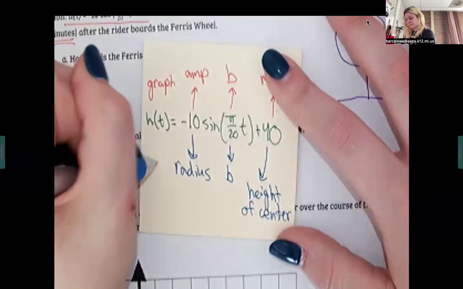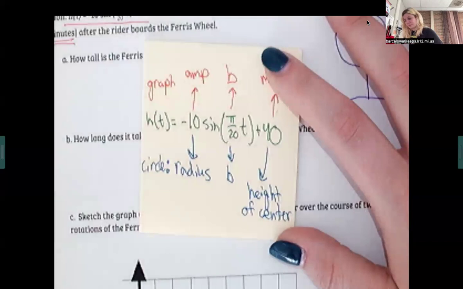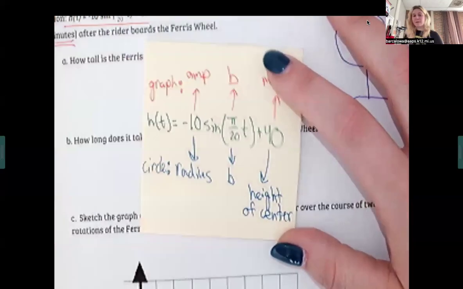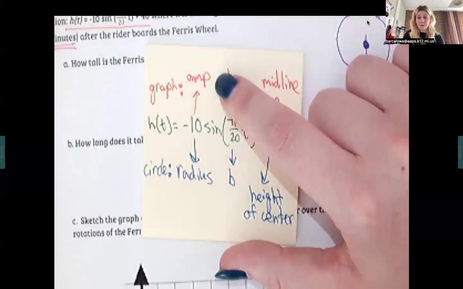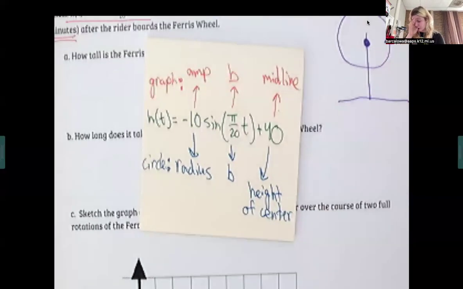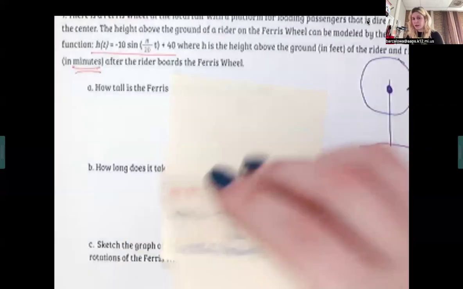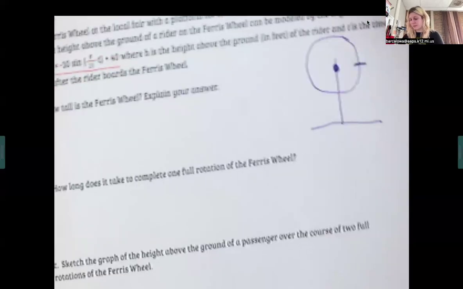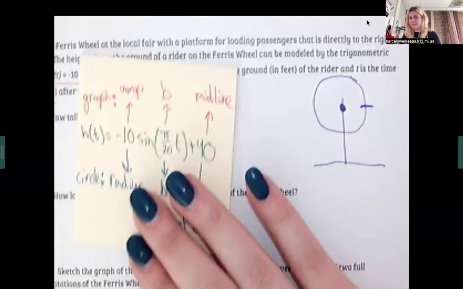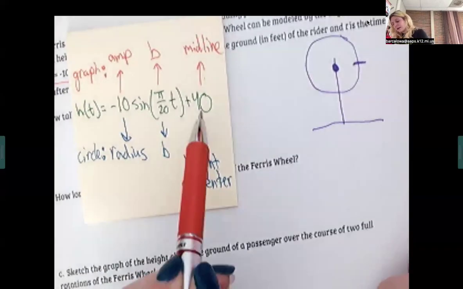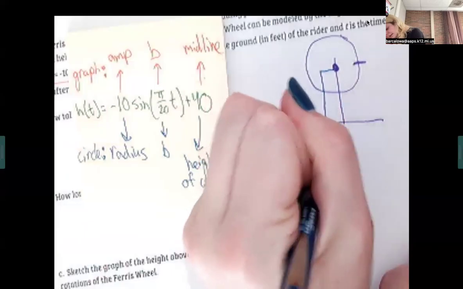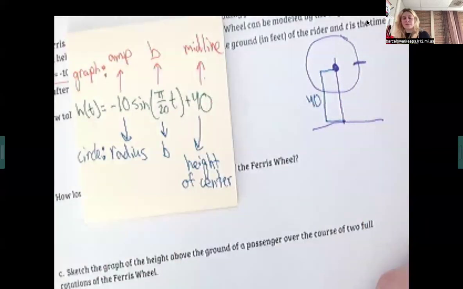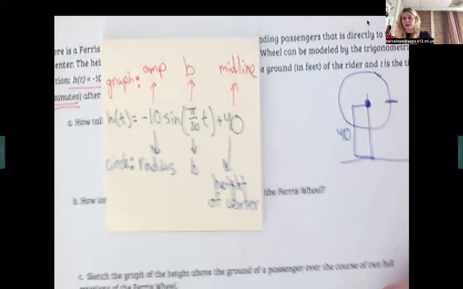Okay, so we see how these numbers mean two different things. When we're talking about our graph, we say things like amplitude. When we're talking about our Ferris wheel, we say things like radius. Okay, so let's see if we can take that and figure some things out about this picture. Okay, the height of the center off the ground is 40. That means this distance here is 40 feet from the ground to the center.